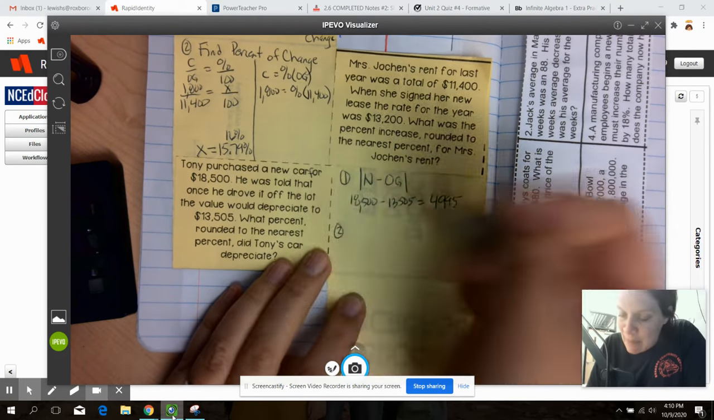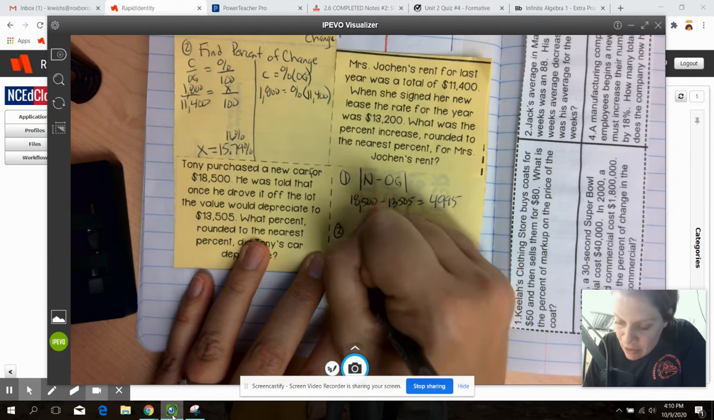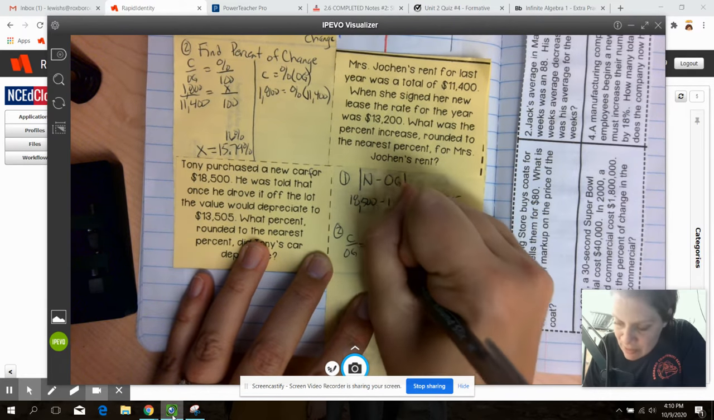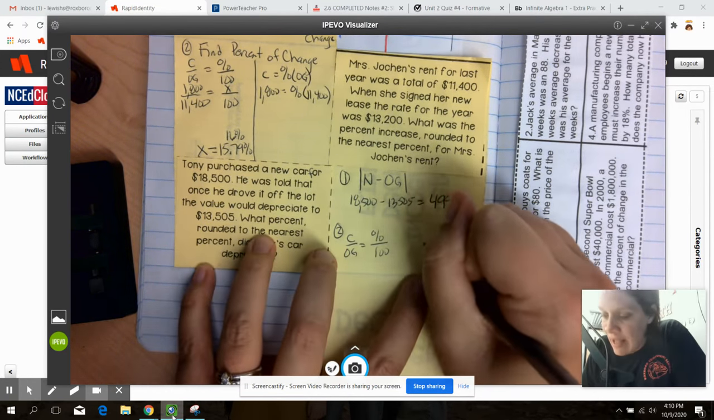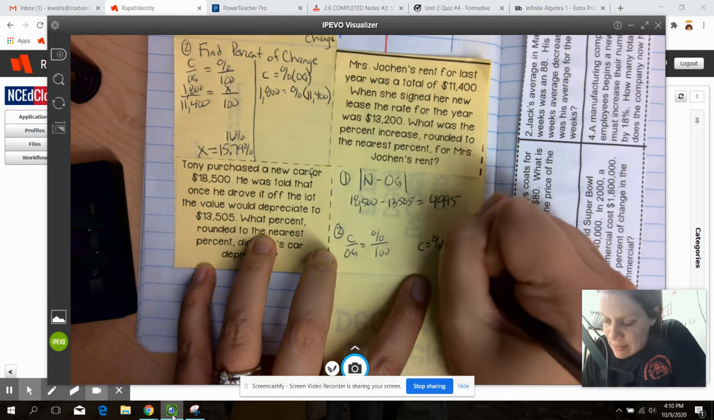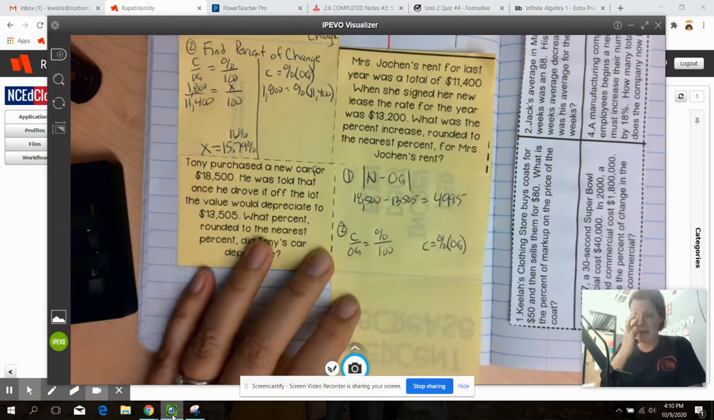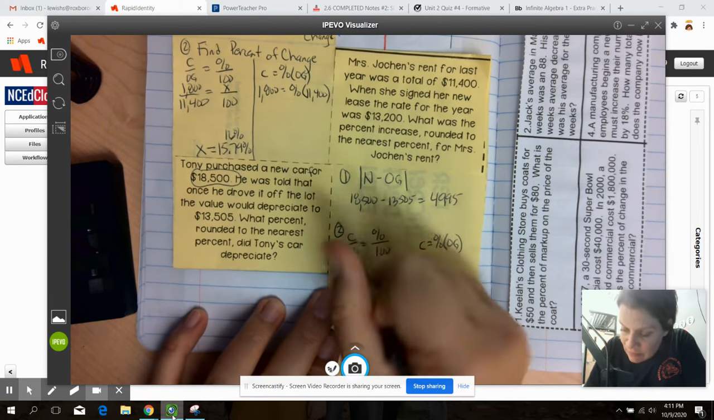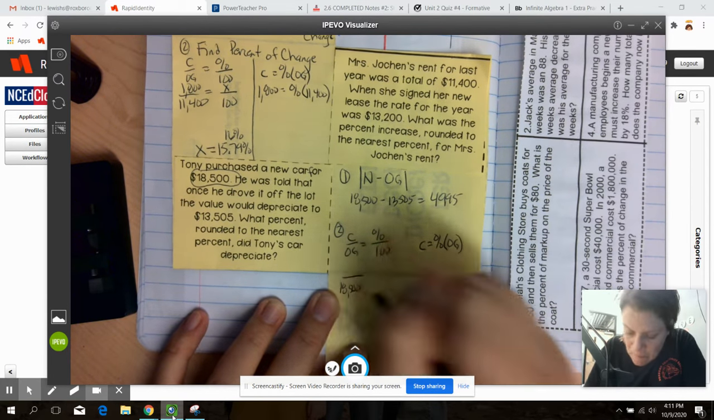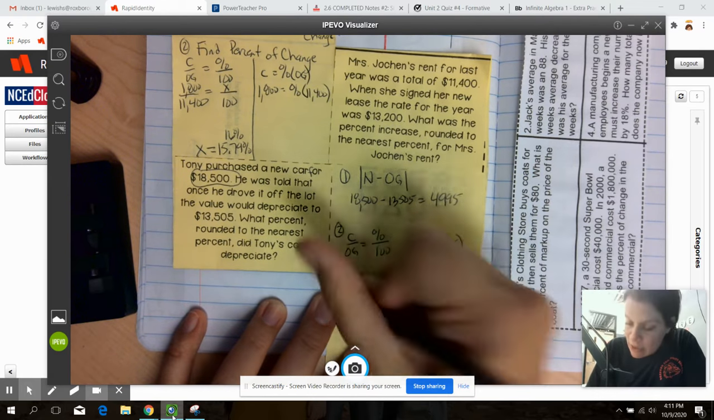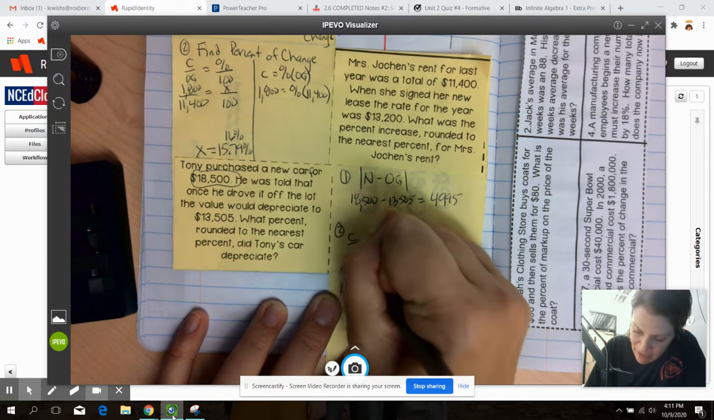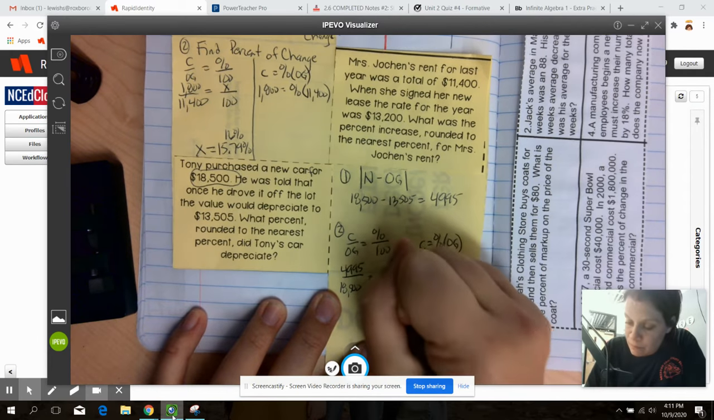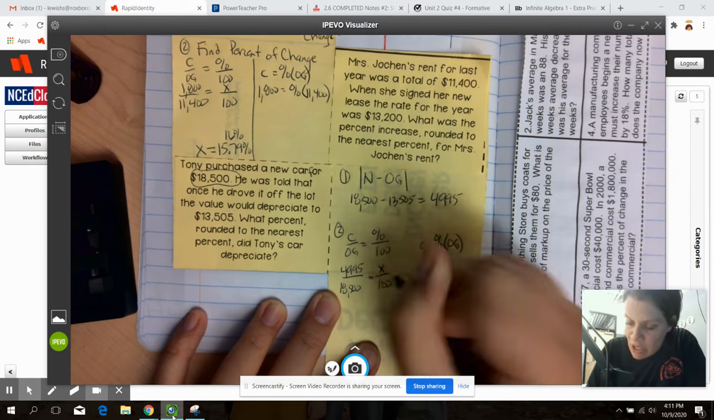Your second step is we're going to set up our C over OG equals percent over 100, or our C equals percent times OG. Okay, and you're going to plug in what we know. The original price for this one would have been your OG. So that was what you would have plugged in there. Your change is here. That is 4,995. We'll set that equal to X over 100.